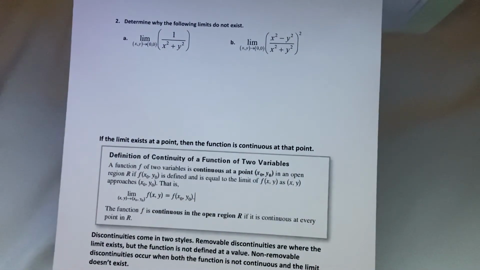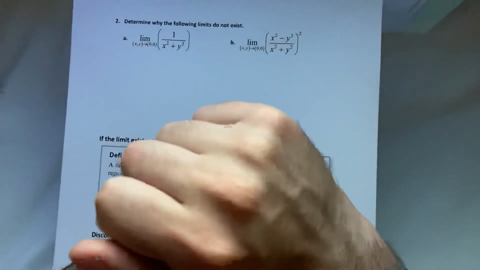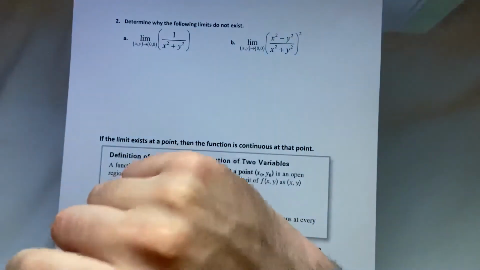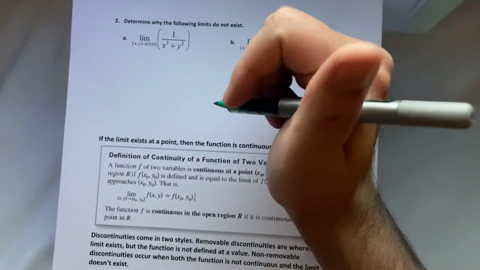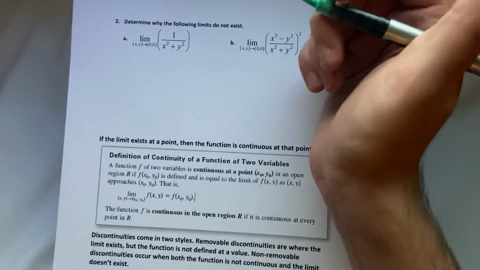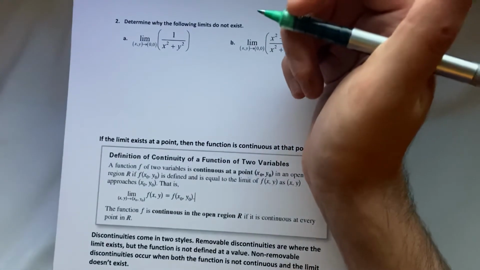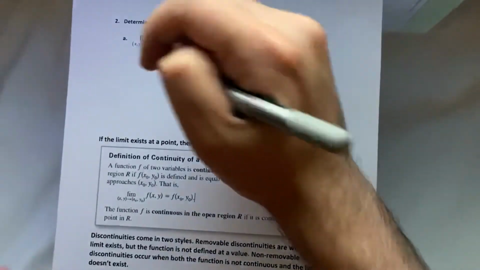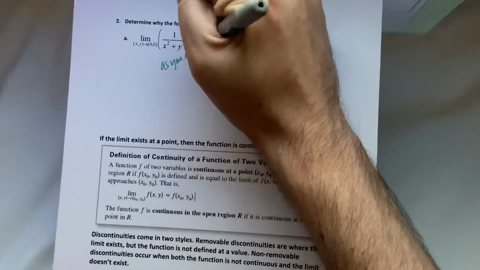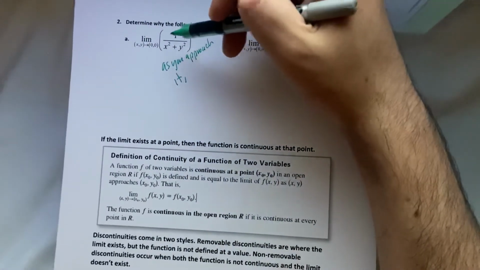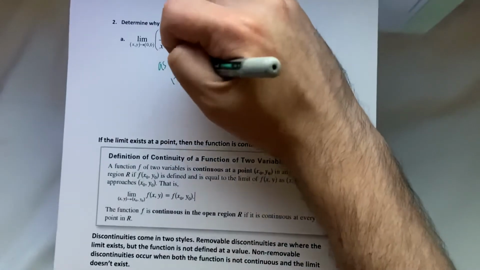Determine why the following limits don't exist. Well, the limit as x and y approach 0, 0 of 1 over x squared plus y squared doesn't exist because first off, the function's not defined at that point. But no matter what happens as you get close to that point, it becomes 1 over 0, which is infinite.